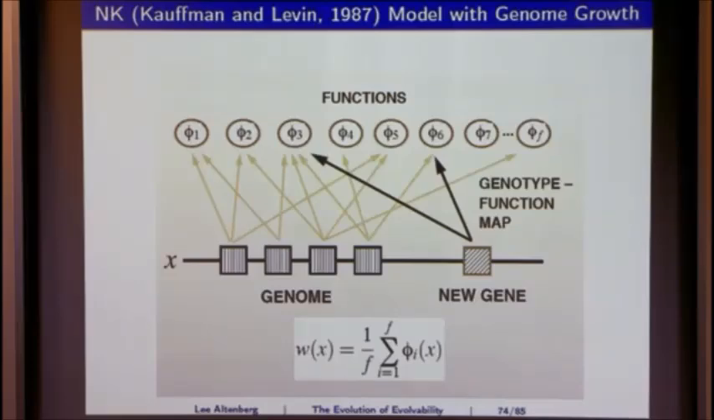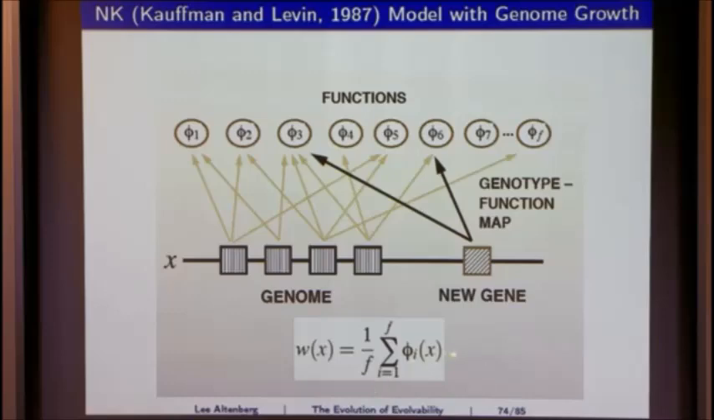So here the idea is you have a set of fitness functions, and you have a set of genes, and a given gene affects some subset of these fitness functions. And then you add a new gene to the genome with some random set of fitness functions that it's altering. And then the fitness of this is equal to the sum or the average of these different fitness functions.